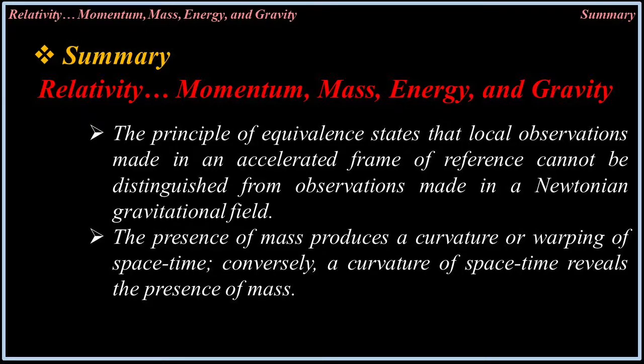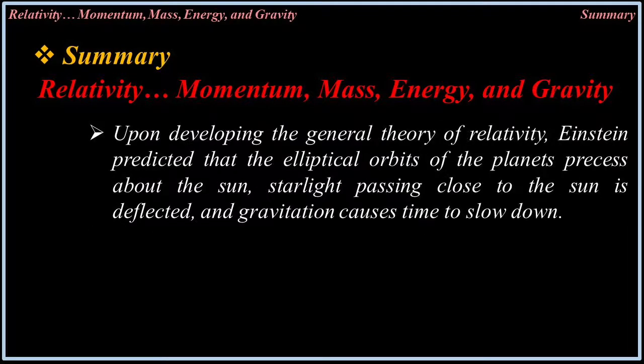The principle of equivalence states that local observations made in the accelerated frame of reference cannot be distinguished from observations made in a Newtonian gravitational field. The presence of mass produces a curvature or warping of space-time. Conversely, a curvature of space-time reveals the presence of mass. Upon developing the general theory of relativity, Einstein predicted that the elliptical orbits of the planets precess about the Sun. Starlight passing close to the Sun is deflected, and gravitation causes time to slow down.